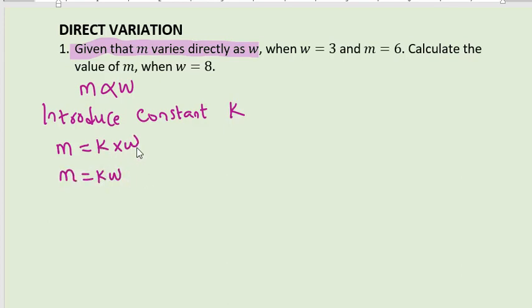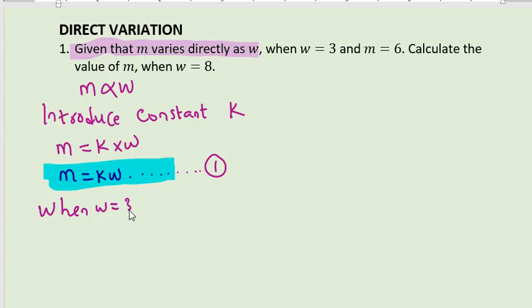This is because whenever variables multiply, they just come together, and this becomes our general equation. So always refer to this, okay, to help us so much. Whenever you are solving, don't forget to refer to this general equation. Okay, let's continue. From this very moment, we have figured out this part of the question. The next thing says when w is 3 and m equal to 6, so we are taking it bit by bit.